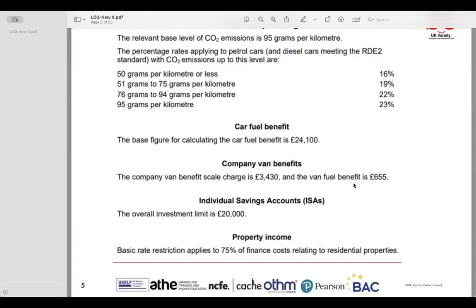ISAs, or individual savings accounts, have an overall investment limit of £20,000, providing individuals with a tax-efficient way to save or invest their money. In property income, a basic rate restriction applies to 75% of finance costs related to residential properties, impacting tax calculations for property owners.